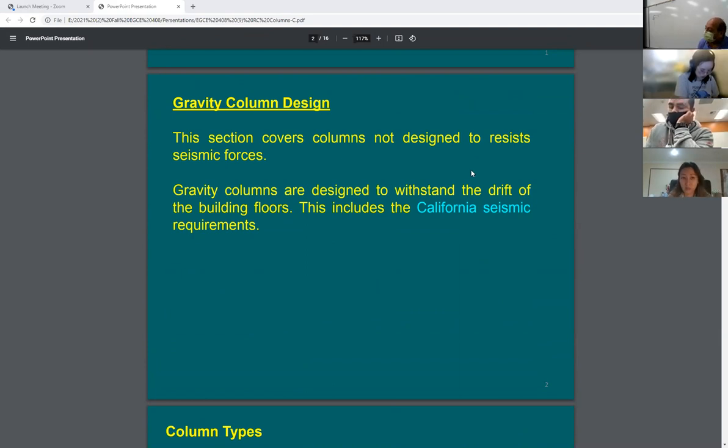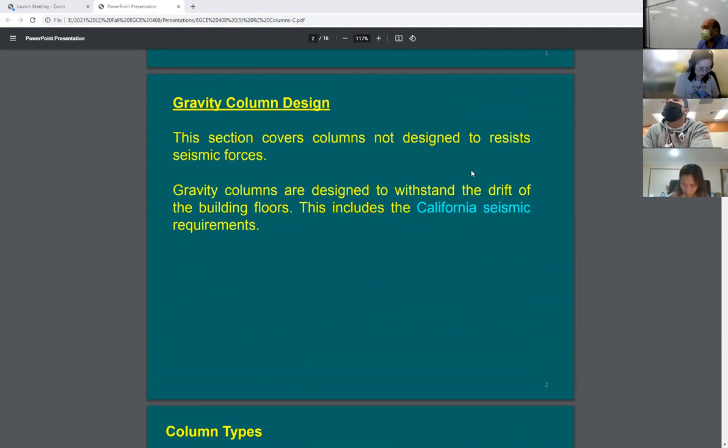When it comes to seismic or lateral forces, it's going to be a completely different design, which I'm not going to be covering. But you still have certain recommendations in the code, in our CBC code, about gravity columns and seismic zone, let's say, in high seismic zone. Let me just make it that simple. I don't want to say seismic category and go into another thing that I don't want to really cover.